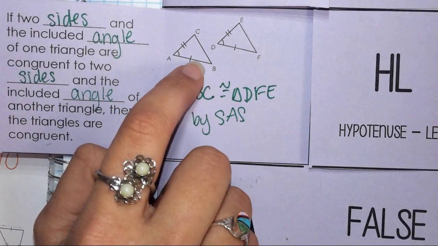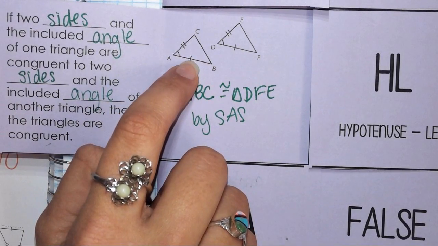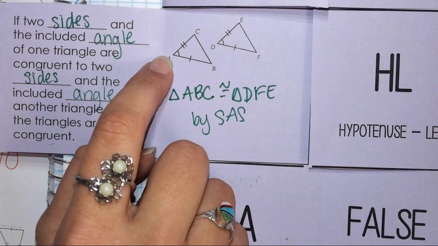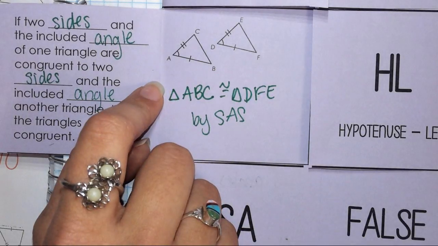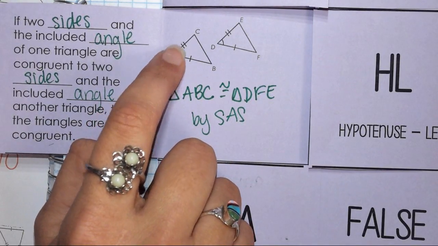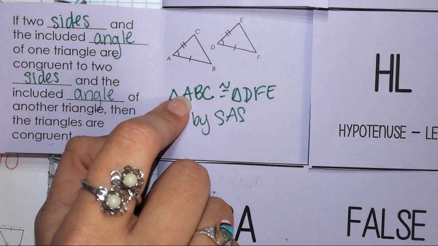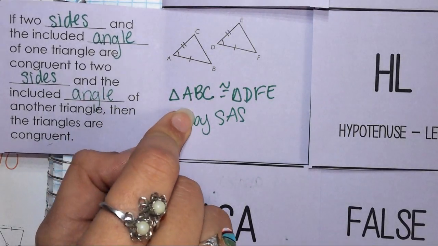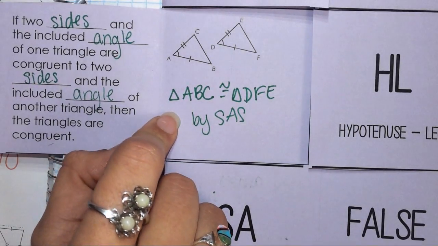So do we have a side? AB is congruent to what? And angle A is congruent to? D. And AC is congruent to? DE. So then you have side, angle, side. So triangle ABC is congruent to triangle DFE by side, angle, side. That's it. That's all you have to do.